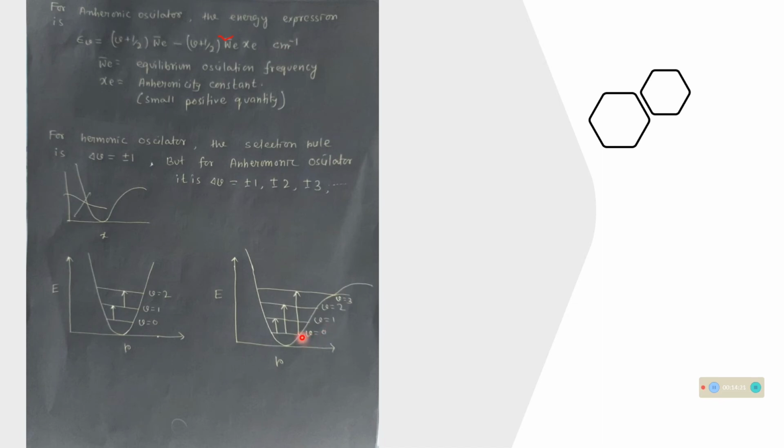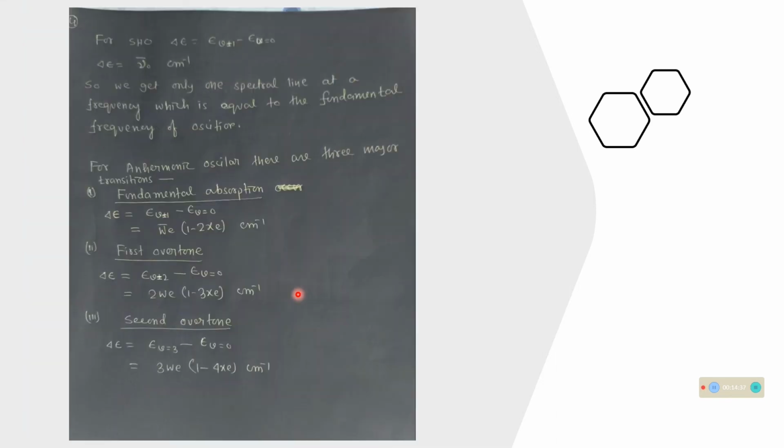For the transition V equal to 0 to V equal to 3, this transition is known as the second overtone, and the energy gap appears as a spectral line. If we calculate the energy difference for this transition, it will come as 3 omega bar 1 minus 4xe. So this value corresponds to the spectral line. This is the fundamental, this is the first overtone, and this is the second overtone.